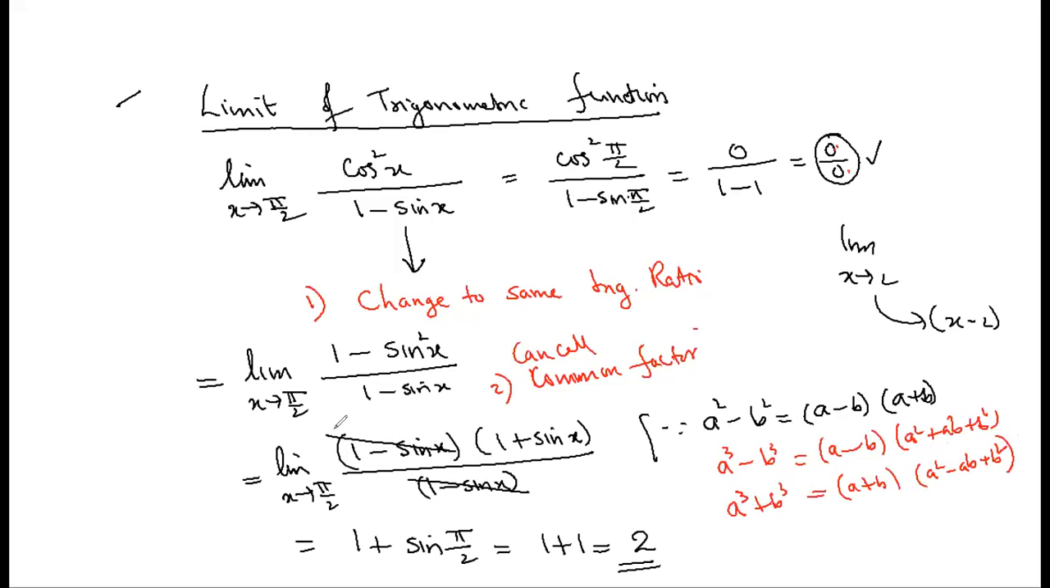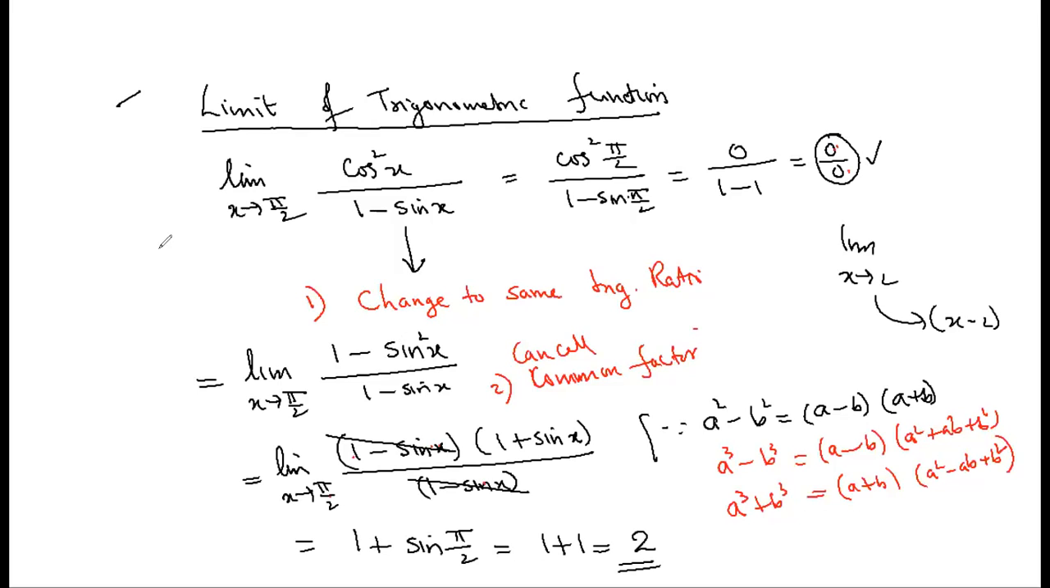And always remember, the term which becomes 0 is the one that gets cancelled. If I replace x by pi by 2, it becomes 1 minus 1. There it becomes 0. But this does not become 0. The one which becomes 0 only will get cancelled. One which doesn't become 0 will remain as it is. Is it clear to everybody?